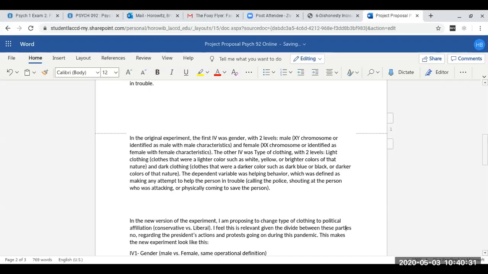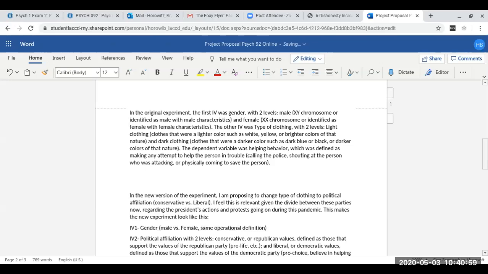In the new version of the experiment, I'm proposing to change type of clothing to maybe political affiliation. We see a lot of this divide in our country now with people protesting conservative versus liberal. I feel this is relevant given the divide between these parties now, regarding the president's actions and protests going on during this pandemic. This makes the new experiment look like this.